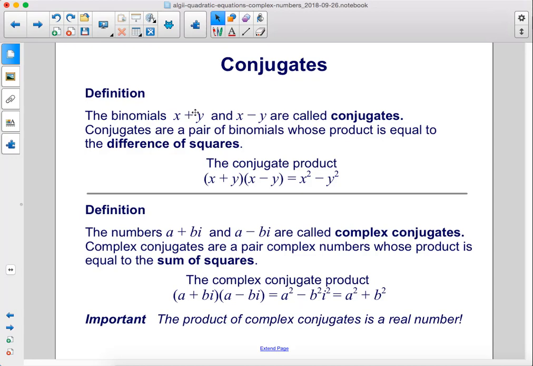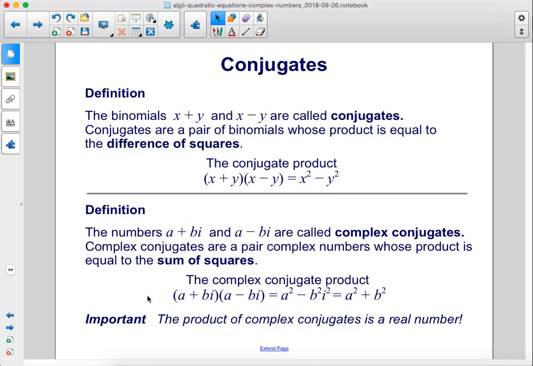The binomials x plus y and x minus y are called conjugates. Conjugates are a pair of binomials whose product is equal to the difference of squares. So the conjugate product, x plus y times x minus y, is x squared minus y squared.